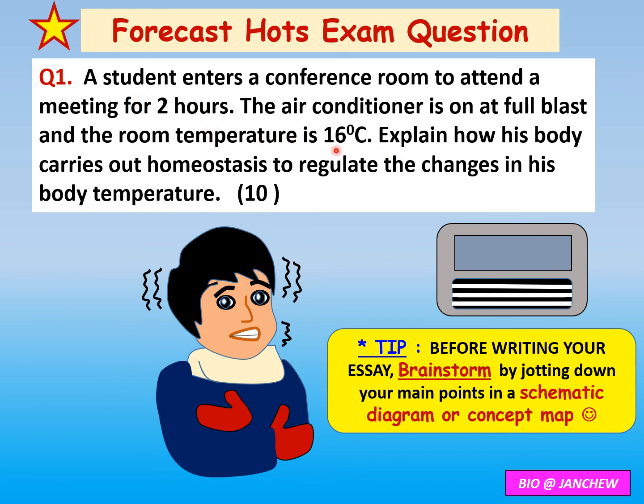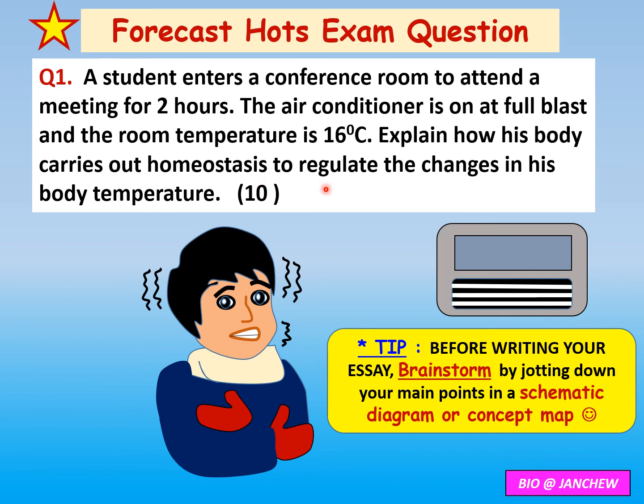Okay, so read through the question a few times. That's the technique of answering. And also underline the main points. Room temperature is 16 degrees Celsius. Then underline how his body carries out homeostasis, changes in body temperature. So you have to ask yourself what happens to his body temperature in this room. And then from there, you have to outline the processes involved in homeostasis.